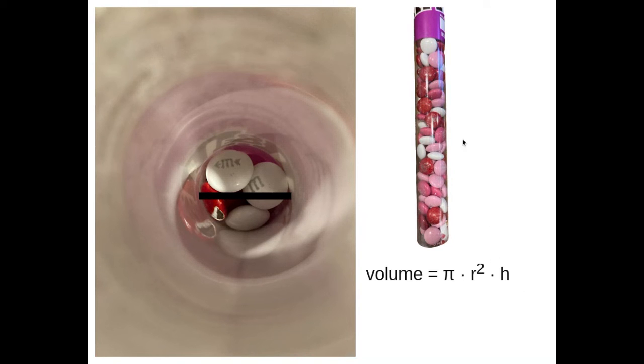The next thing is the height. How many M&Ms are you going up? If you just count this, about how many are you going up? I get about 17 here. Then you can just put this in the formula or in your calculator.